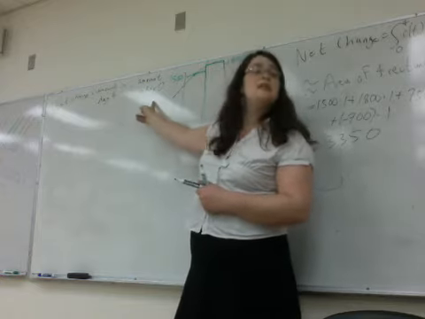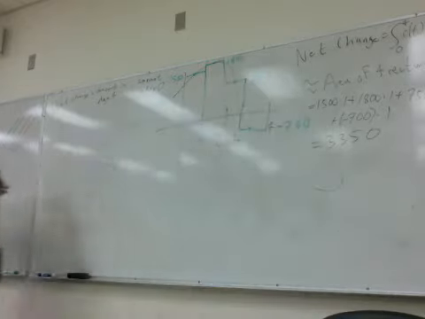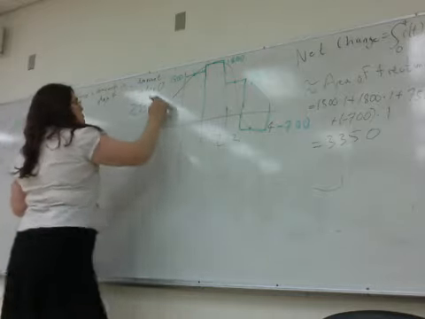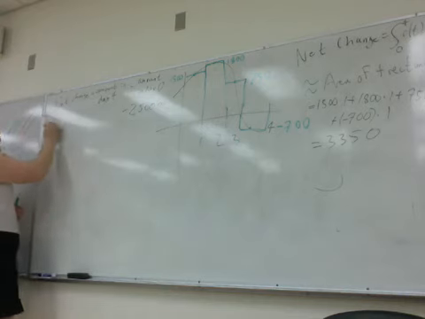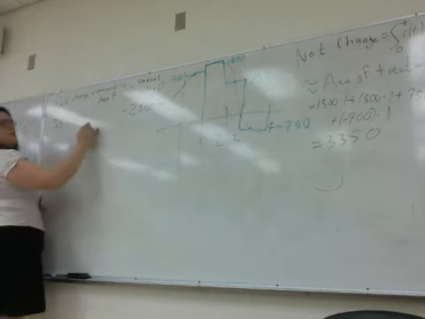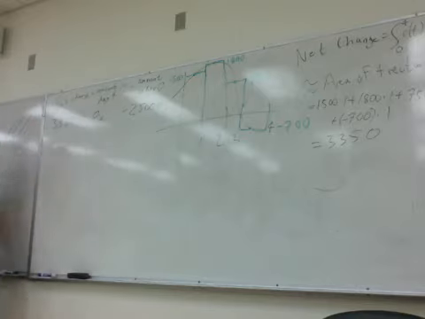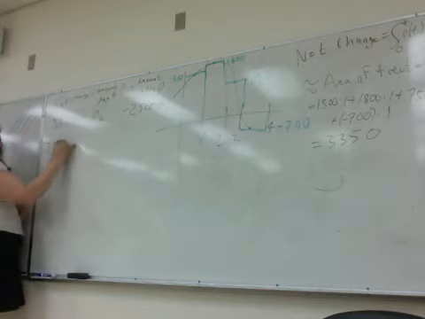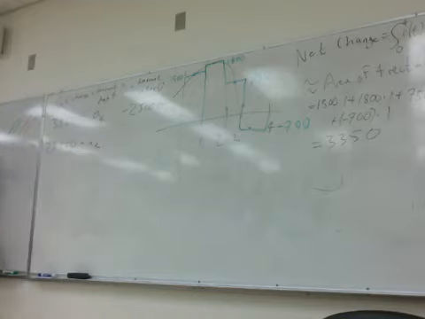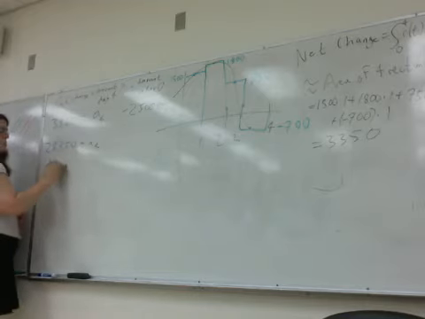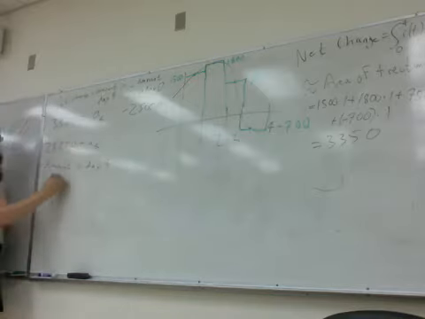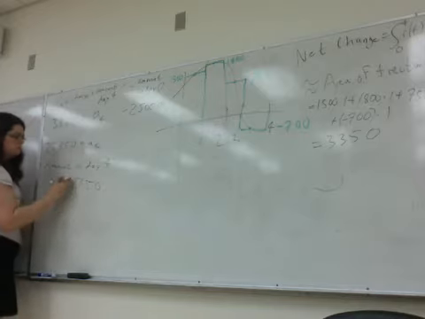We know what the amount in day 0 is. The amount in day 0 is 25,000. The net change is 3350. So I'm going to call this A4 for amount in day 4. It's an abbreviation for that. Add 25,000 to both sides, we'll get 28,350. So the amount in day 4 is 28,350.